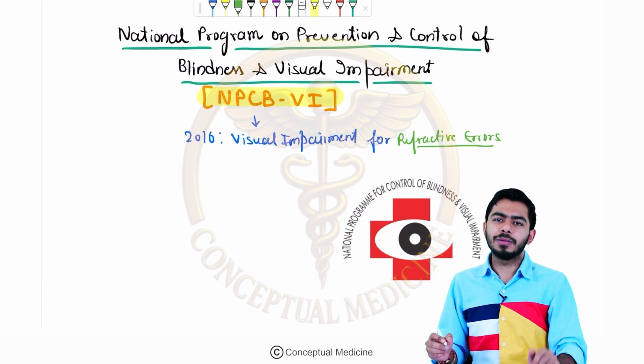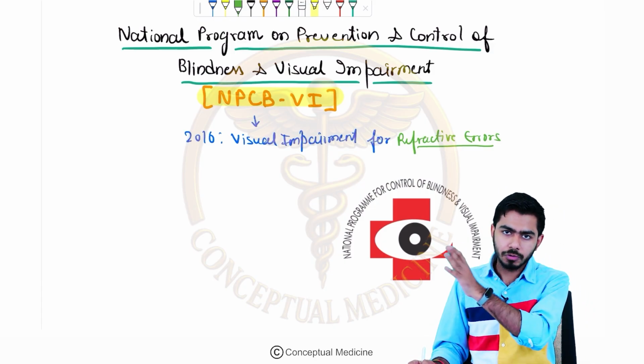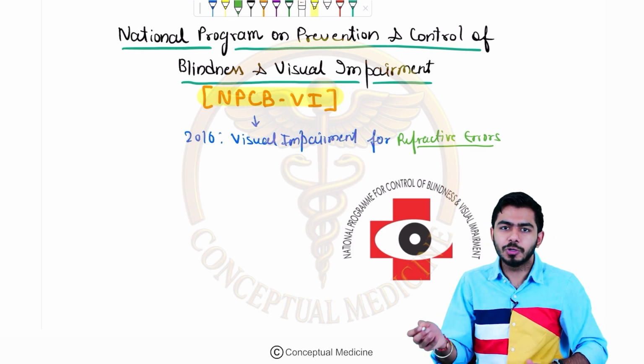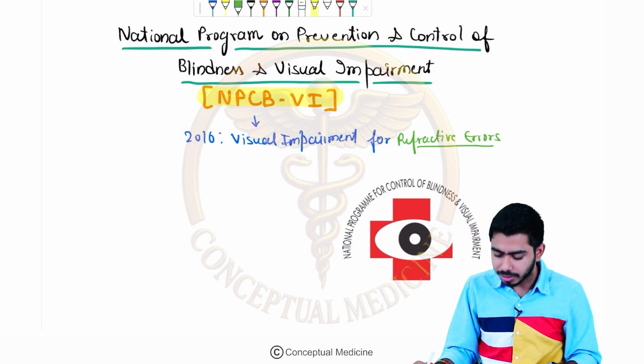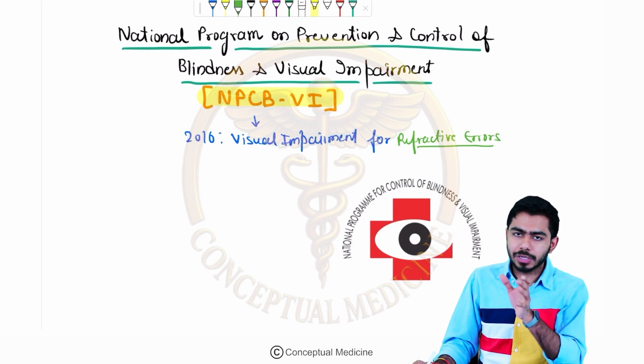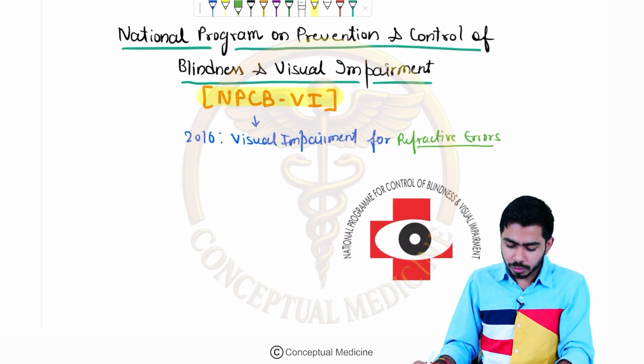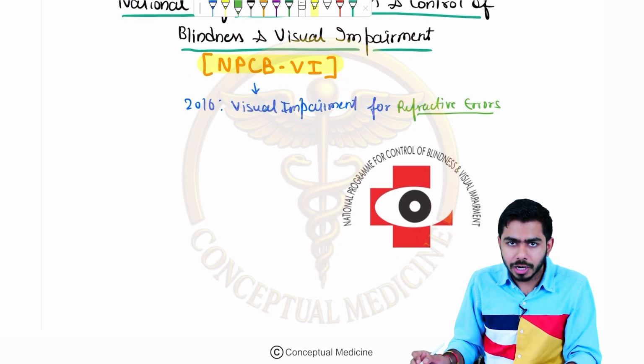So now this program became the NPCB-VI, that is VI for the visual impairment, not the same VI which you are using in your mobile phones, right? So in 2016 visual impairment was the suffix added to the NPCB program, right? So here we will be talking about obviously the eye, right?